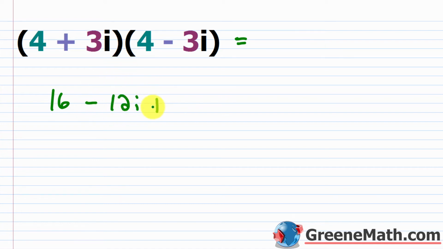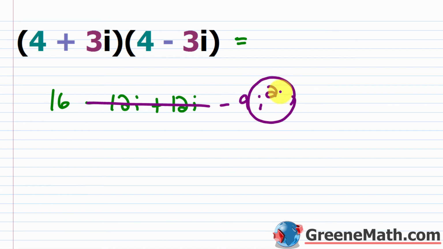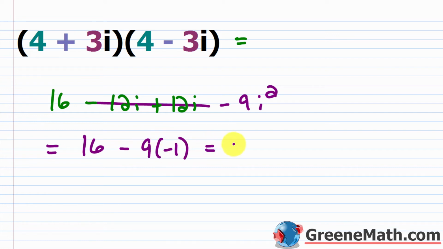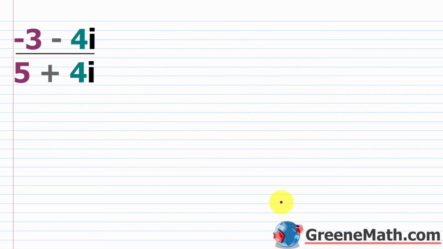The inner would be positive 12i, so you see those guys are still going to cancel. Then for the last, you have 3i times negative 3i, so that's minus 9i squared. And again, the i squared here is going to change the sign. Basically, this is 16 minus your 9 times negative 1, which is 16 plus 9, which again is 25.